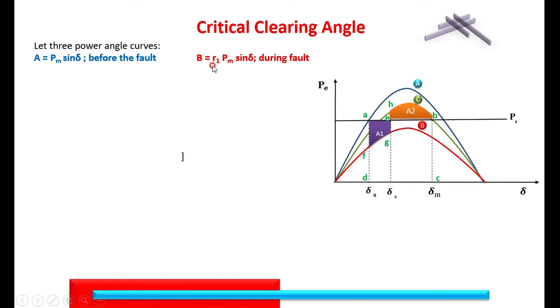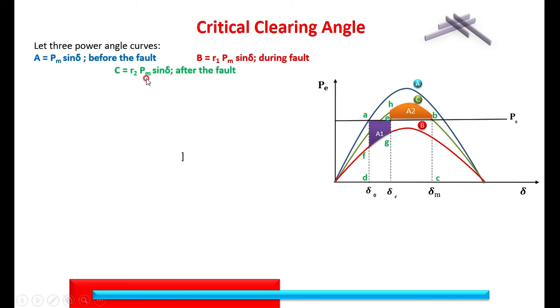Therefore, that is represented as the fraction R1 times P1. That is, it is reducing to R1 times Pm, where Pm is the maximum power transfer during the healthy condition, that is EV by X.